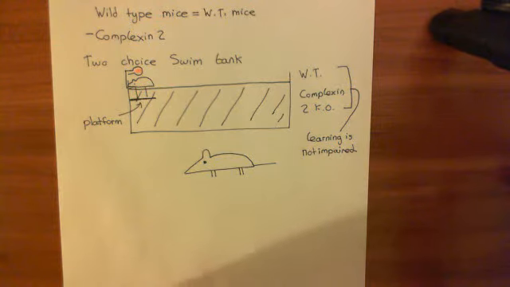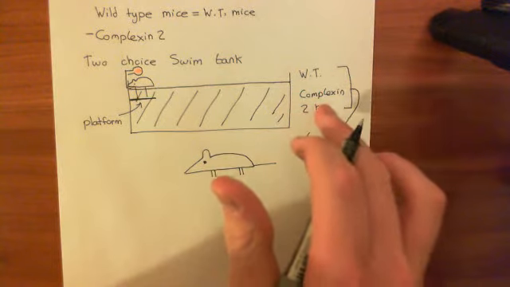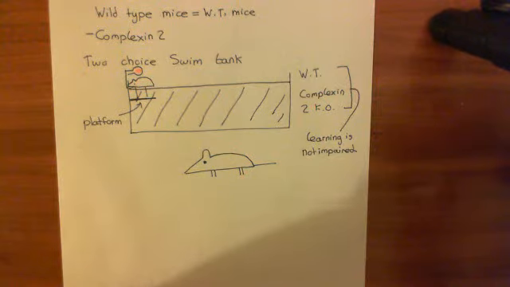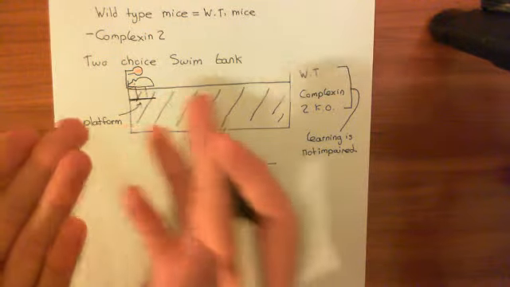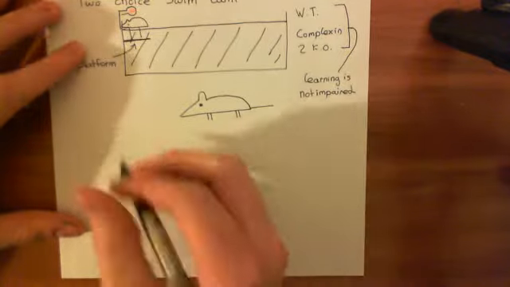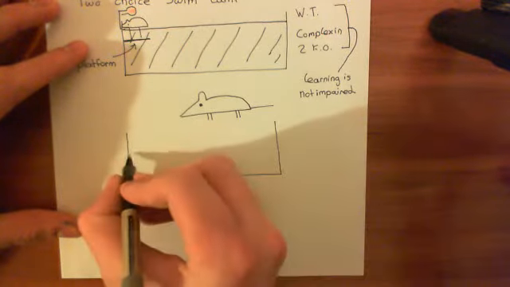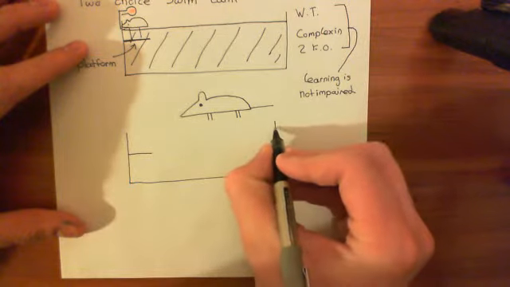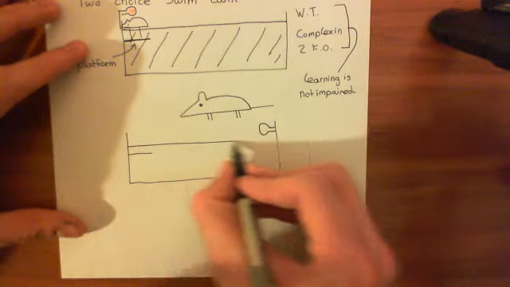Okay, so what we're going to do is we're going to play a trick on the mouse, okay? We're going to take our wild-type mouse, and we're going to take our complexin 2 knockout mice, and we're going to train them, basically, to swim towards the light to find the platform. What we're now going to do is take another two-choice swim tank over here, where this time the platform is at the opposite side to the light. So the light is now on the side where there is no platform.